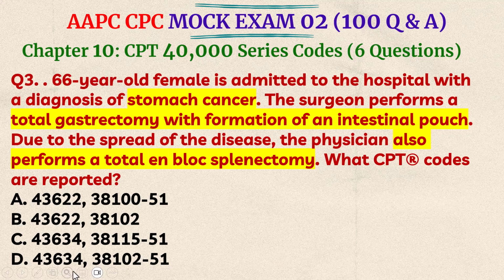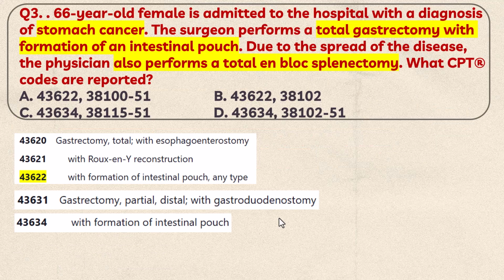So when you look at the answers, all codes are adjacent codes. There are 2 sets of codes available, so you can use the elimination method to find the answer. Let's find the first code. 43620 is gastrectomy total with esophagoenterostomy. 43621 is Roux-en-Y reconstruction, but 43622 is with formation of intestinal pouch, any type. This procedure says total gastrectomy with formation of intestinal pouch, so the first code will be 43622. So you can highlight answer A and answer B.